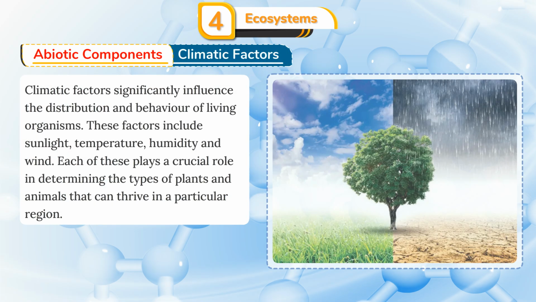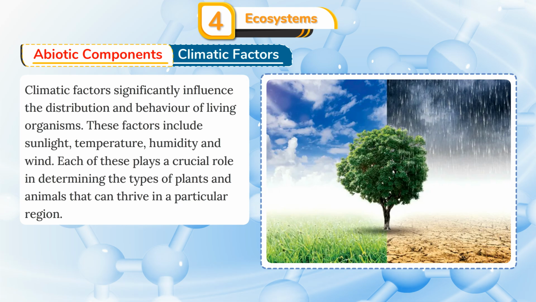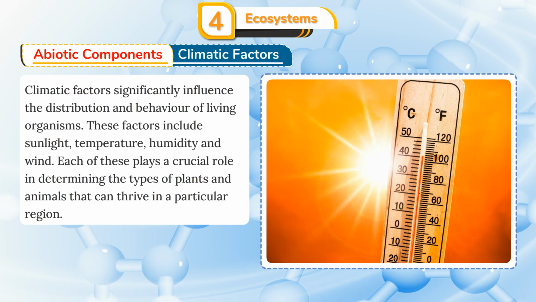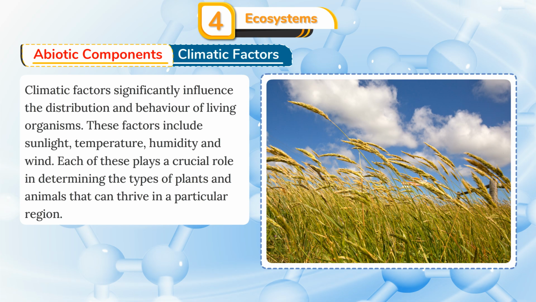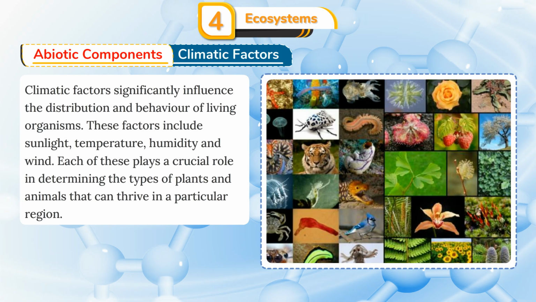Climatic factors. Climatic factors significantly influence the distribution and behavior of living organisms. These factors include sunlight, temperature, humidity, and wind. Each of these plays a crucial role in determining the types of plants and animals that can thrive in a particular region.